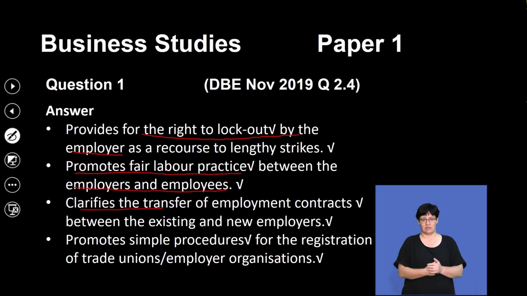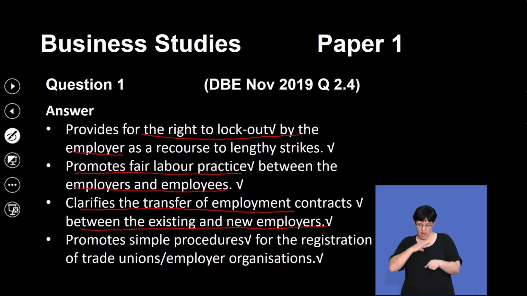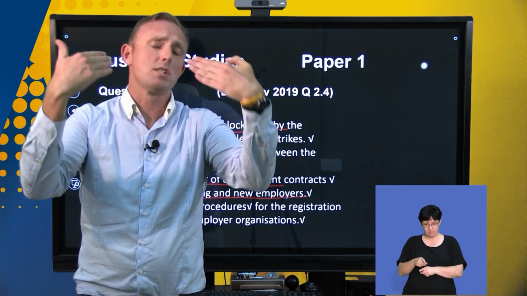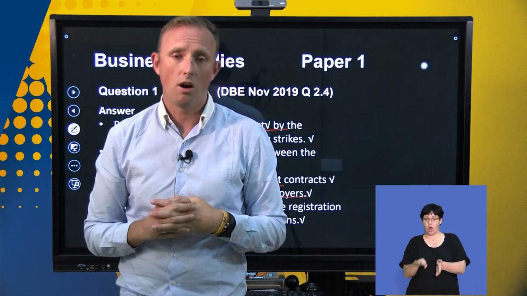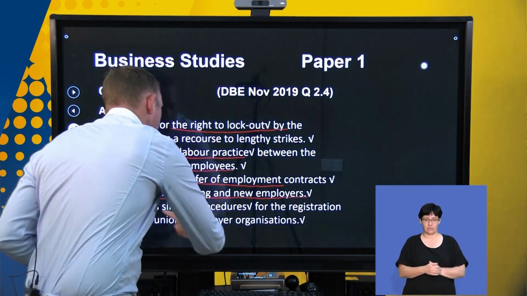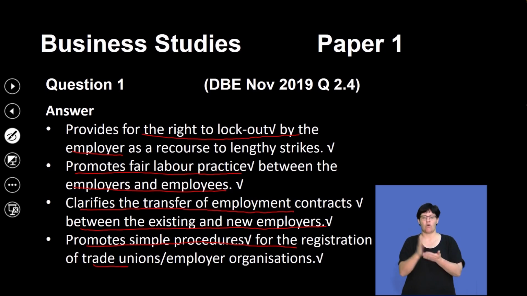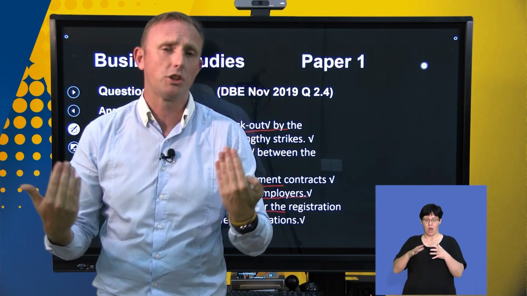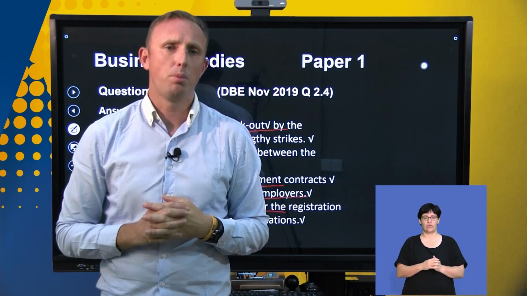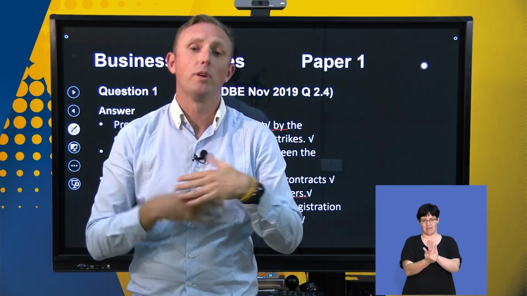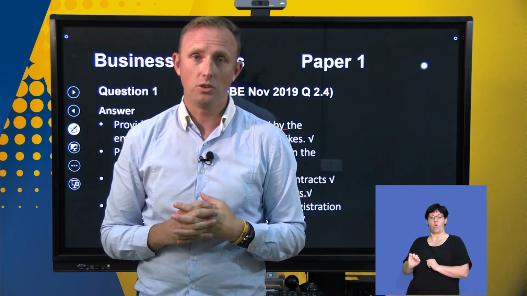Right, it clarifies and regulates employment contracts between existing and new employees. So it just says what the minimum requirement should be for the contract of an employee. And then it promotes simple procedures for the registration of trade unions. So if a group of employees would like to start a trade union, it allows them to do that, whereas in the past, it was illegal for employees to just start any trade union that they wanted.